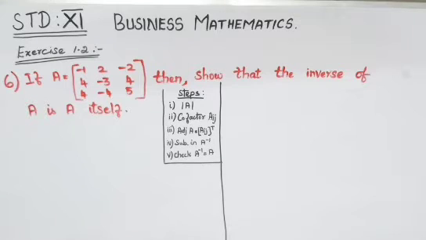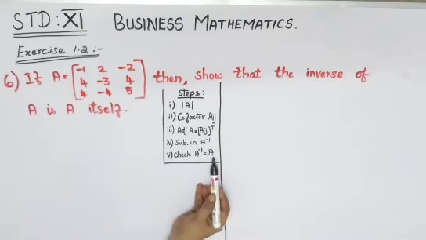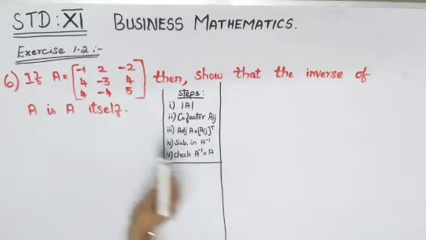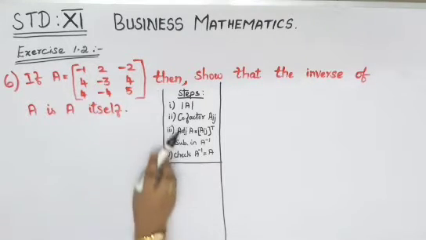So they have asked you to find the inverse and then prove it. Your answer is again your question itself. You will have to get A inverse as your answer, and then you can prove that A inverse is equal to A itself. So your steps are just written here.